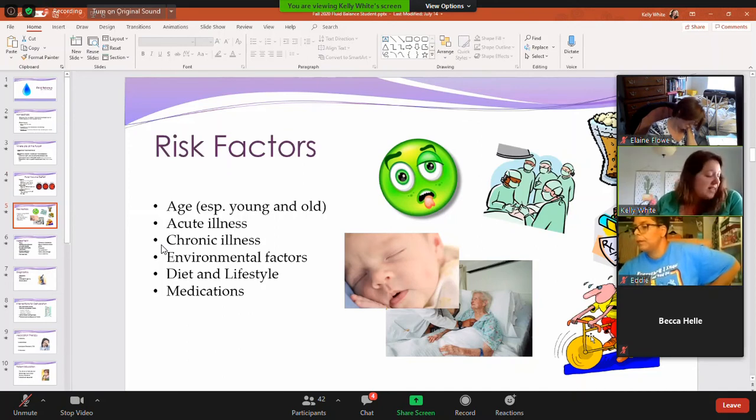Diet and lifestyle can include things like if you have trouble chewing or swallowing, those patients might not be taking in as much food or fluids in order to keep them hydrated. And then excessive alcohol consumption, because alcohol will make you very dehydrated. You're not getting adequate water intake, and you're peeing a whole bunch.